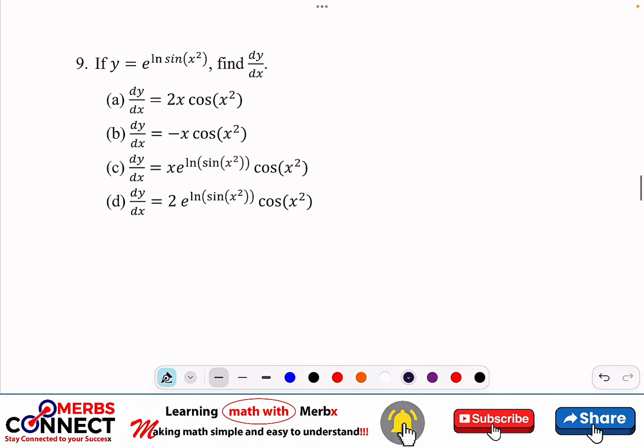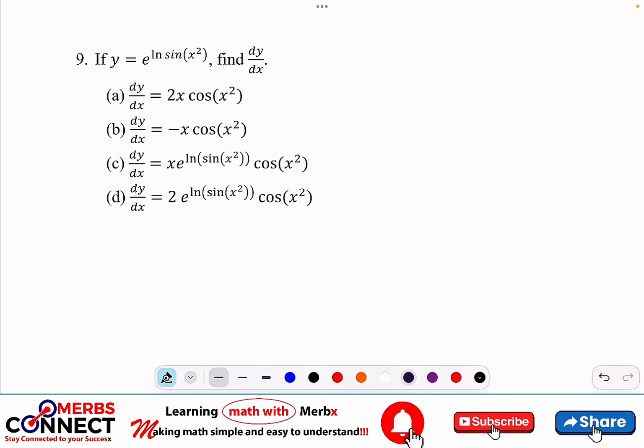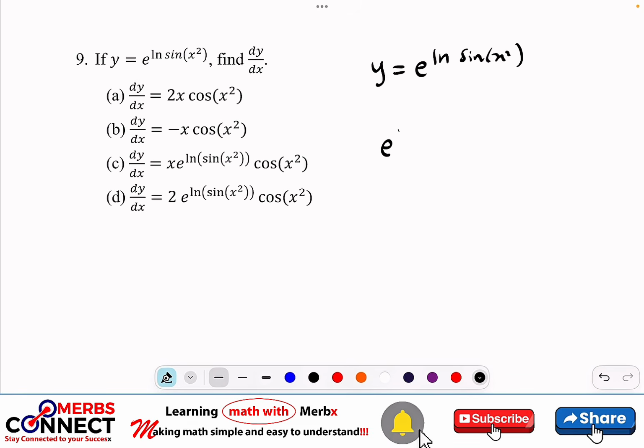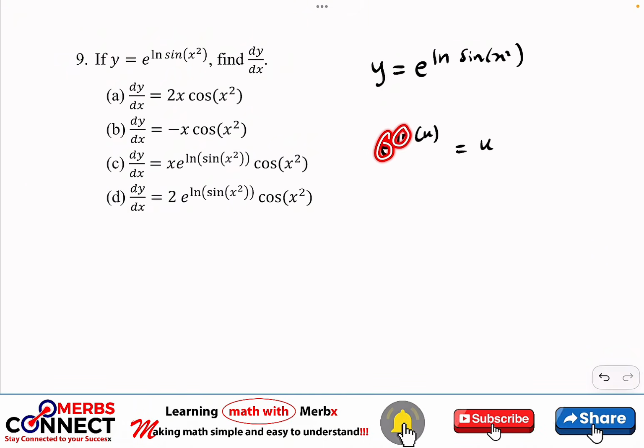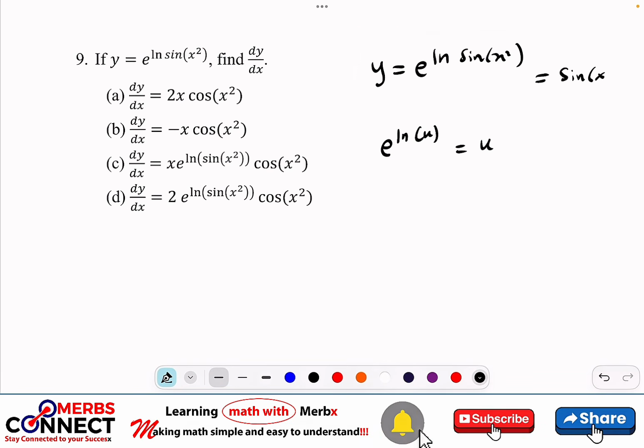All right, let's look at 9. Okay, this is very beautiful, right? So now look at this function that is given here. E to the power this. Now let's break it down. Now remember that if I have an exponential function and then the natural log function of u, this is basically equal to u, right? I mean, this and this are inverse of each other. So if this and this come together, it's equal to what is here. So this function that we have here is actually equal to sine of x squared.